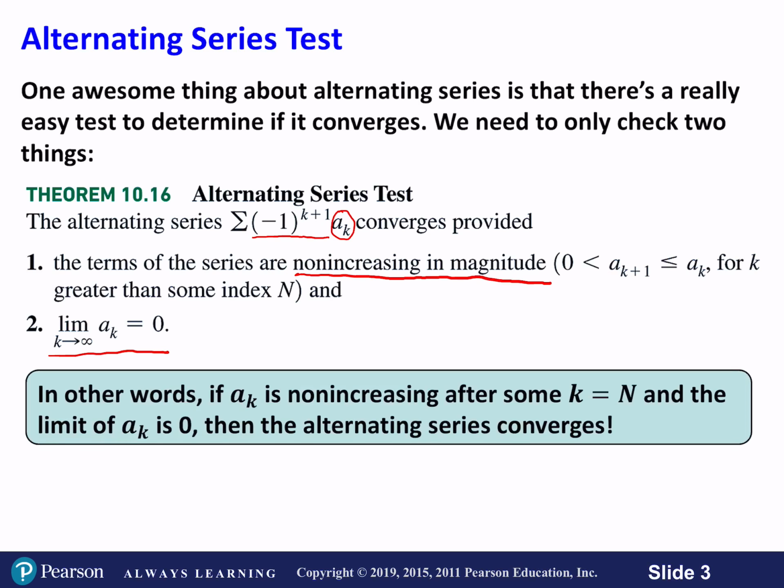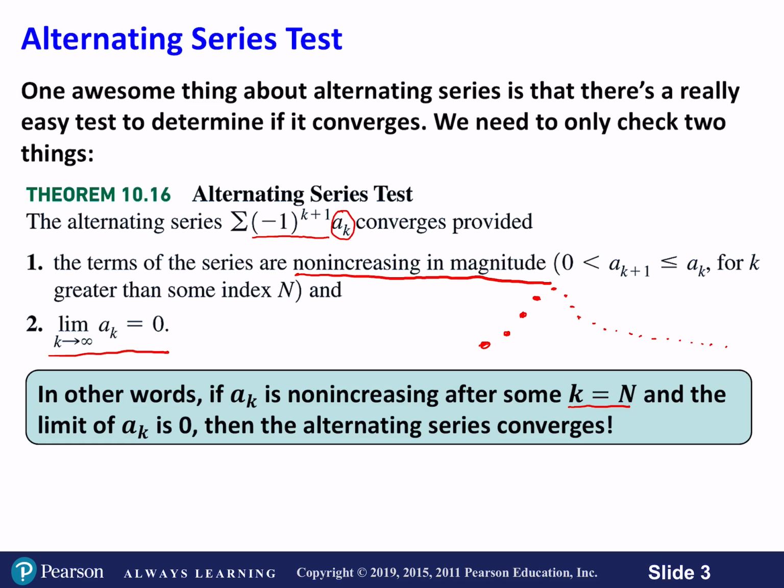Okay, so in other words, if a_k is not increasing after some index k equals N, and the limit of a_k is equal to 0, then the alternating series converges. So whenever I say k equals capital N here, basically what I'm saying is that it can grow for a little bit. So let's imagine that a_k looked like this. You know, it's a sequence, it grows for a little bit, but then after some point, it decreases forever.